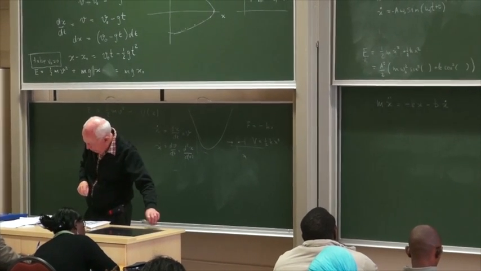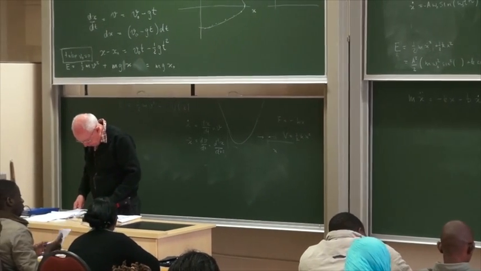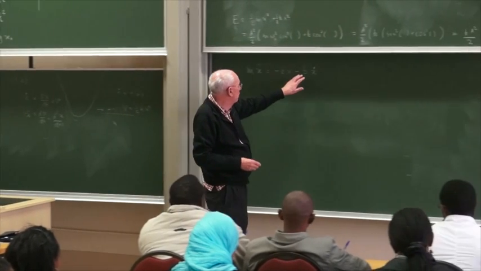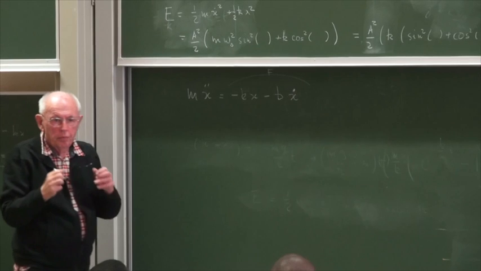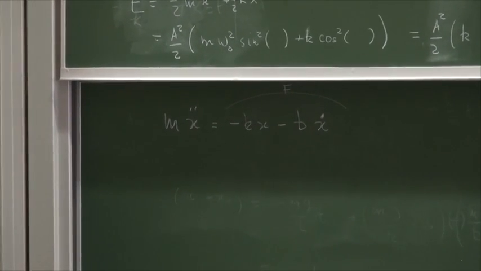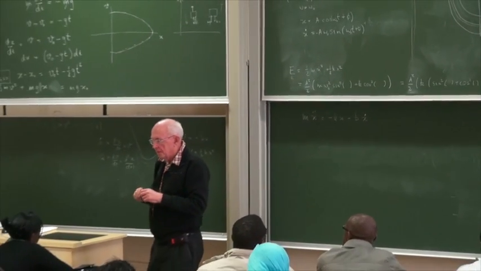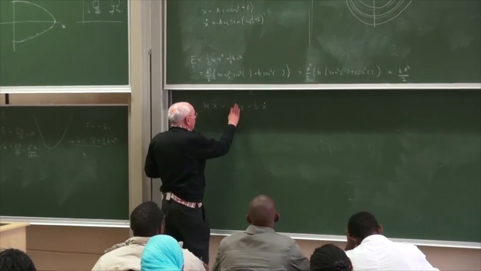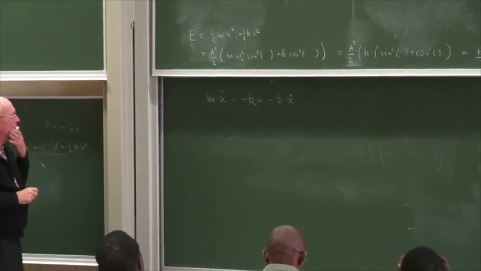So the damping causes the damping force. So this is an additional force. Remember, all of this is the force. The force acts against the movement. It wants to stop the movement. So that's why it's a minus. And B is a positive quantity. So who was asking about that? So B is a positive quantity, and K is also a positive quantity. So we can do this now.